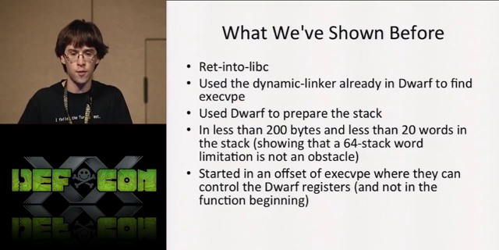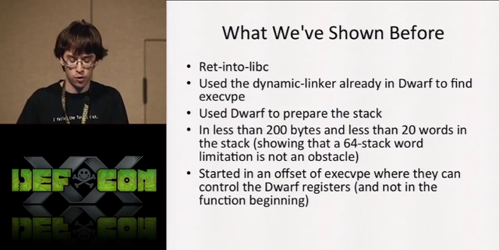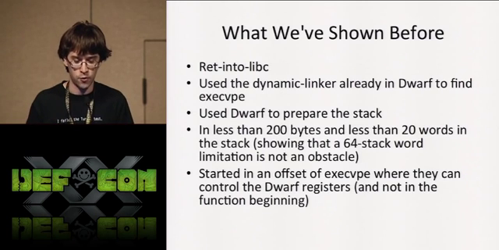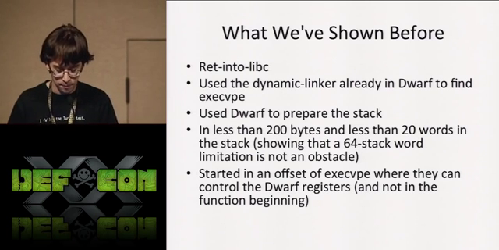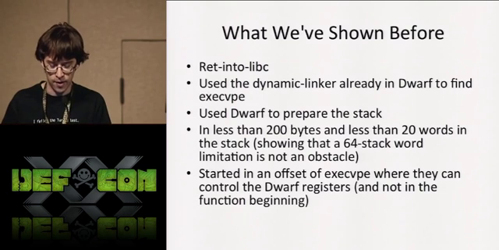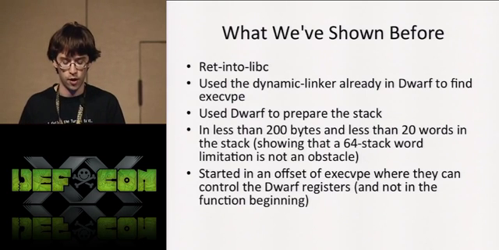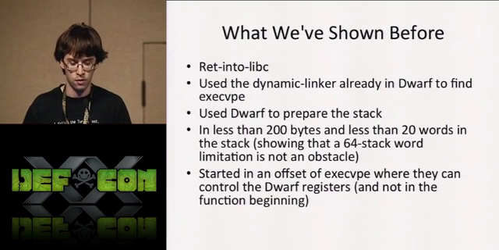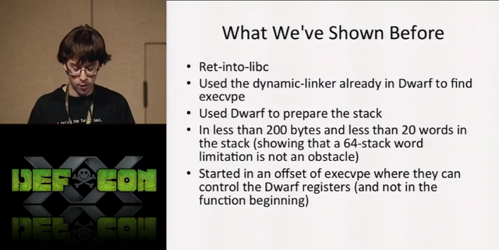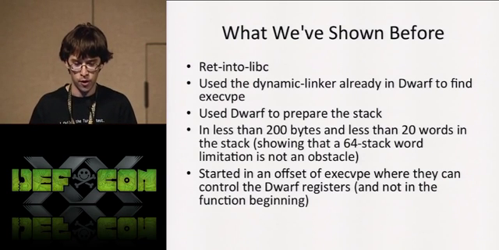So I'm going to show a demo that we've shown before. We showed it at ShmooCon a little while ago. And this is the Trojan. We set up a dynamic linker, which finds execvpe. We prepare the stack, and we set up the registers that we can control. We return execution to a location that then loads the parameter passing registers from the registers we can control and calls exec.